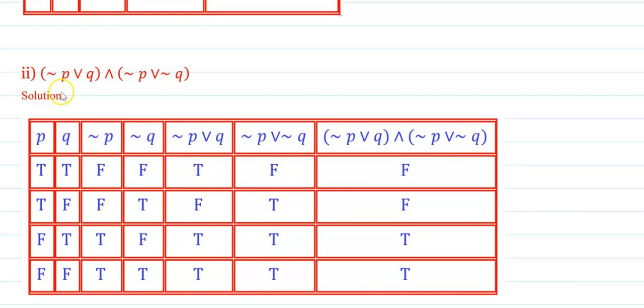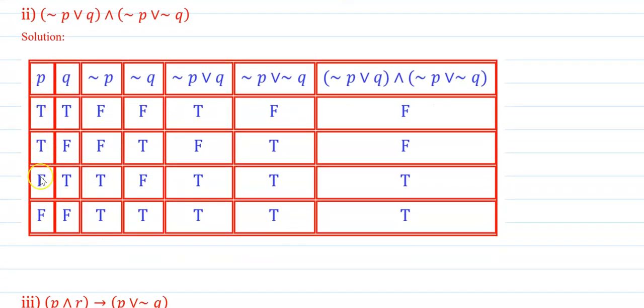Next, the number of rows is 4. P: double T, double F. Q: TF, TF in this way. Negation of P, that is, negation of T is F, negation of T is F, negation of F is T, negation of F is T. Negation of Q: negation of T is F, negation of F is T, negation of T is F, negation of F is T.